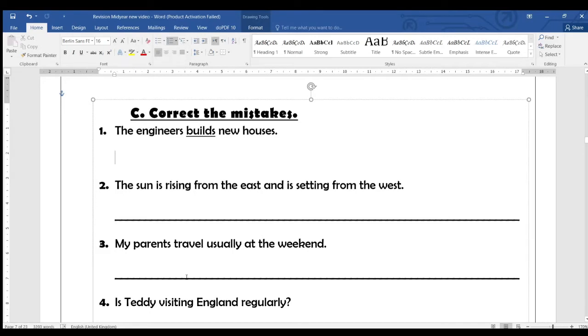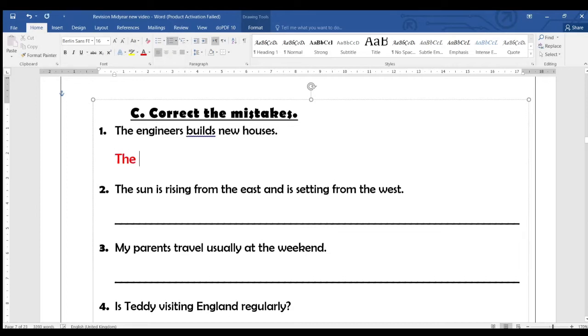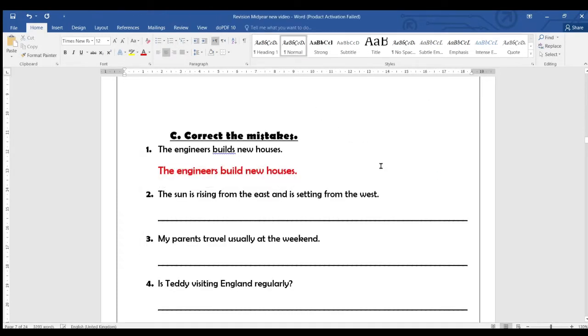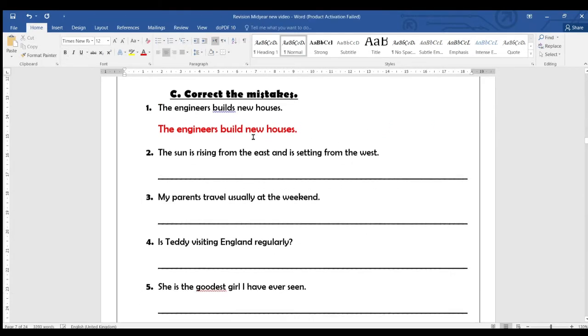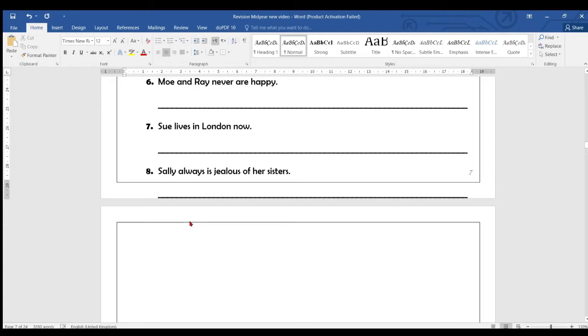And sometimes you're changing from present continuous to present simple, for example. So you need to change many parts of the sentence. Okay? So let's start. The engineers build new houses. Easy? Yes. Okay, so this is how you're going to answer the rest of the correct the mistake question. Finish until number 8, then come back to continue watching the video.